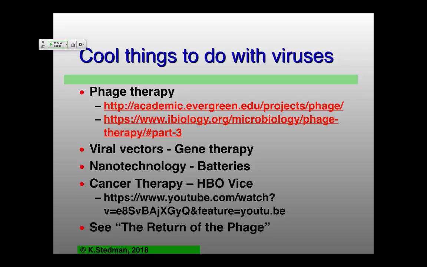Some more far-fetched things have to do with nanotechnology. People are actually using some of these bacterial viruses, but also things that are a lot like that tobacco mosaic virus, to make batteries, because they're really, really small and very uniform, the virions are, and so this is being used as templates.